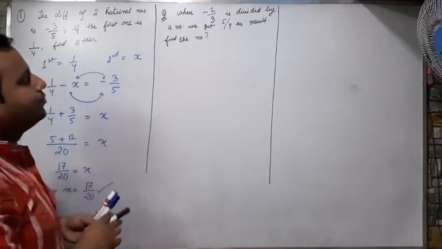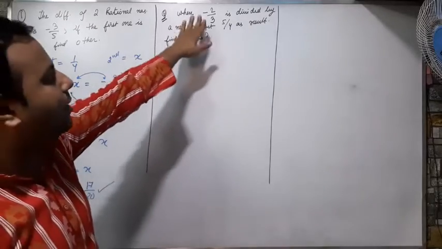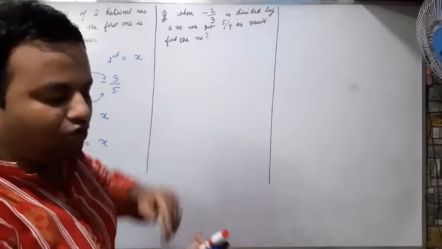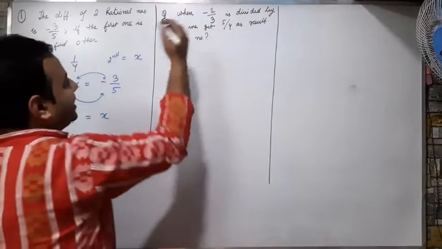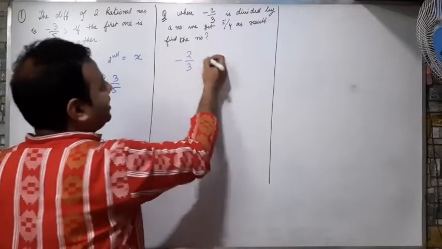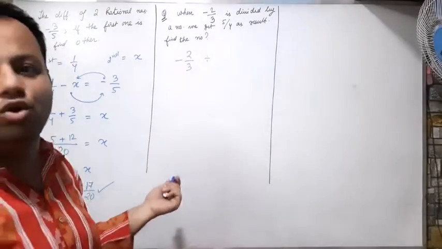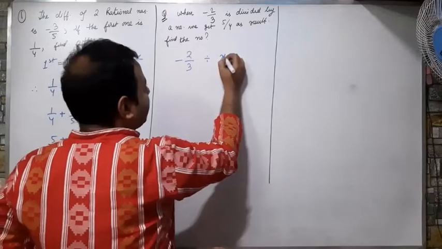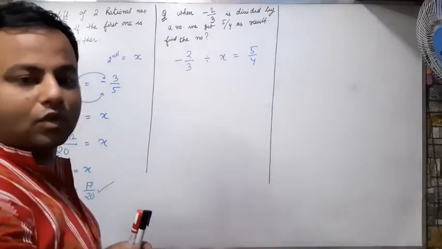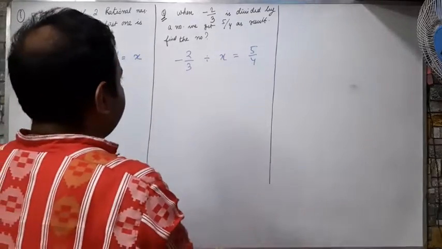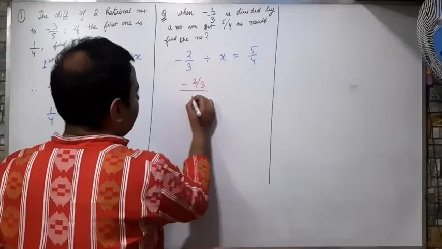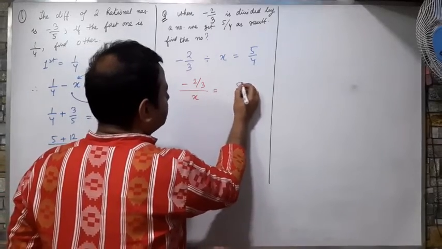So what is the question? When minus 2 by 3 is divided by a number, we get 5 by 4 as result. So in the question it is given that minus 2 by 3 is divided by a number. What is the number? I don't know. So I will put here x. I can write it in a proper way: minus 2 by 3 divided by x equals to 5 by 4.